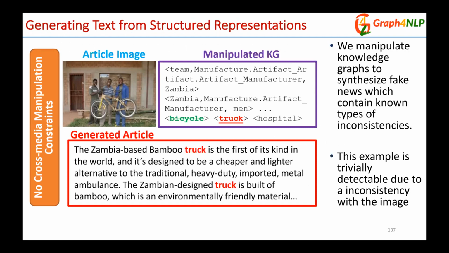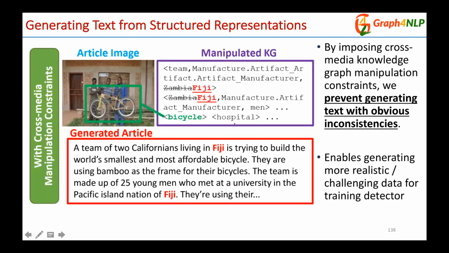So for example, here, if we replace bicycle with a truck in a knowledge graph, then this detector will not be able to detect this if it's trained from this kind of data, because this bicycle is already appearing in the image. So using the cross-media consistency checking, we can easily detect this truck as fake information. So we don't want that kind of fake information.